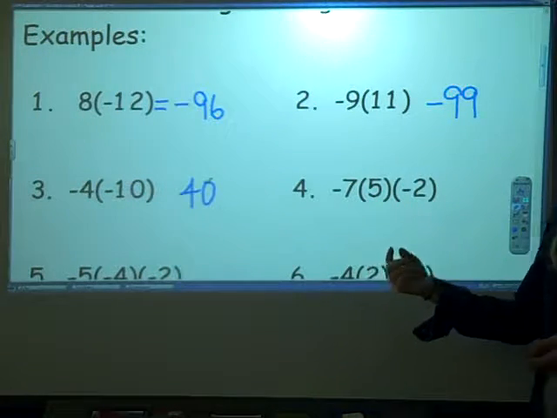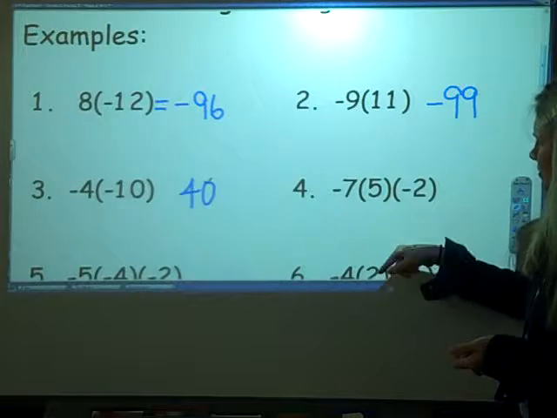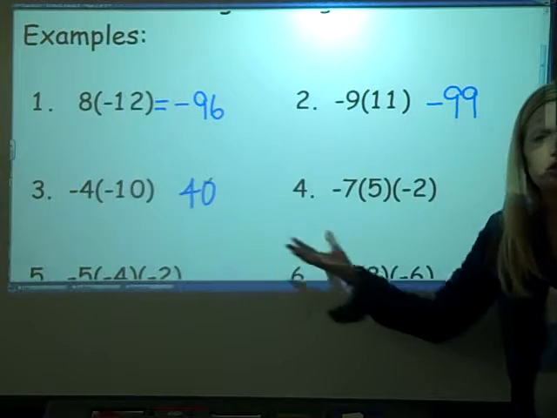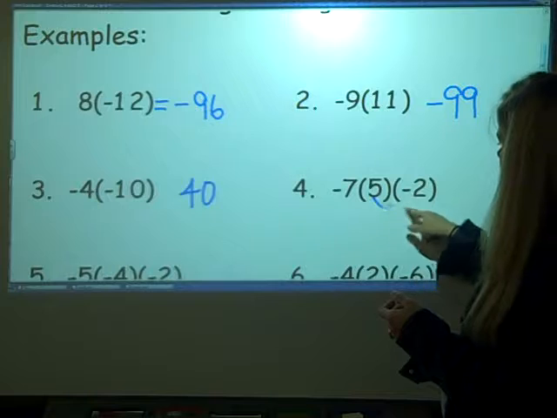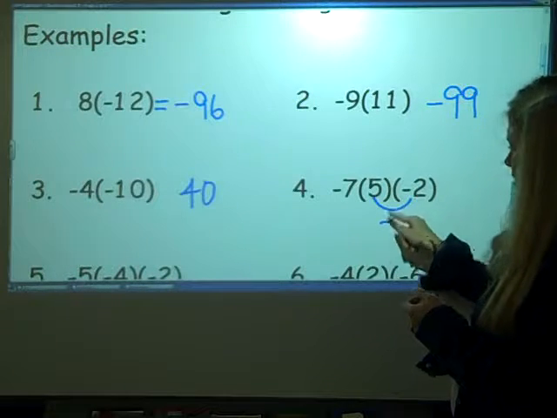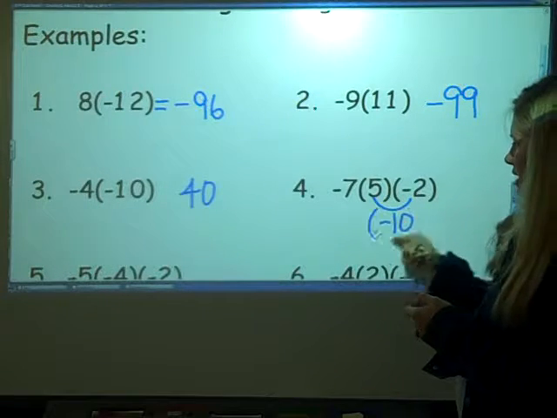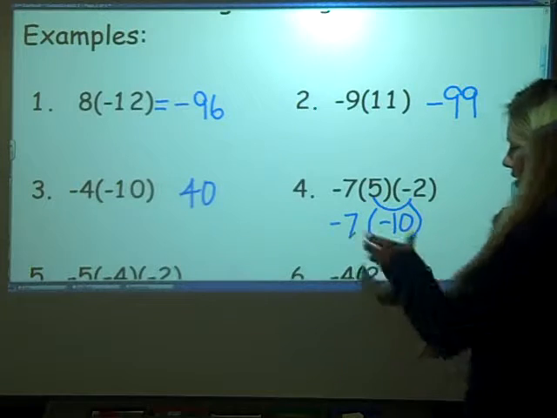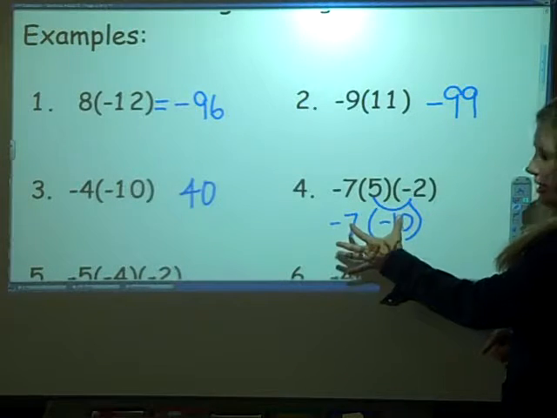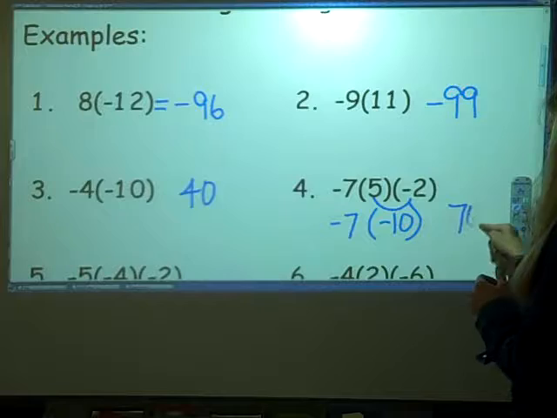The way that you could do this, there's many ways. It doesn't matter which you multiply first. I'm going to do 5 times negative 2 is negative 10. Negative 10 times negative 7. Negative times negative is a positive 70.